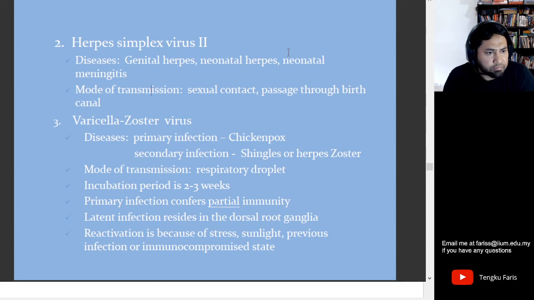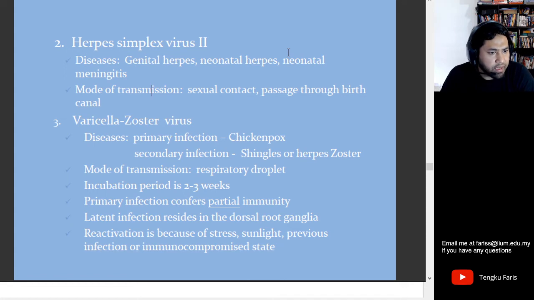Varicella zoster, for example, is the most common one, where everyone got it. Chickenpox is the primary infection. The secondary infection of varicella zoster, we call it shingles or herpes zoster. It can be transmitted through respiratory droplets. Its incubation period is within 2 to 3 weeks. Primary infections confer partial immunity. Okay, you need to have that partial immunity.